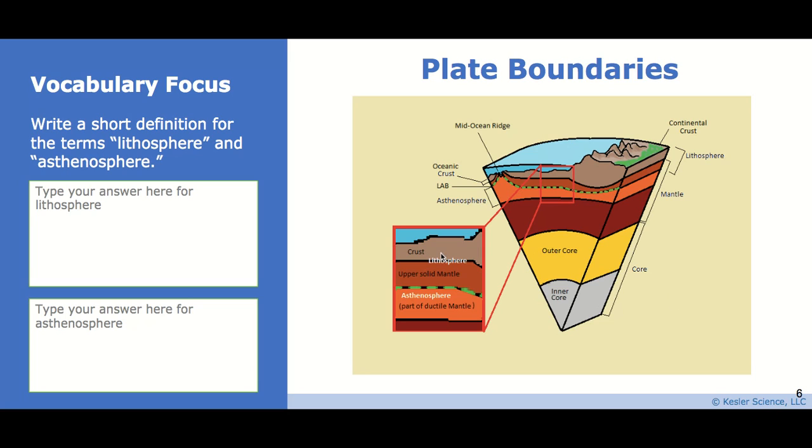So the lithosphere is this upper crust, and that's what makes up underneath the seafloor and the mantle there. The lithosphere is this upper solid mantle, and then the asthenosphere is this lower mantle that's in light orange. And that's a little more flexible under Earth's surface. The lithosphere is a little more solid.